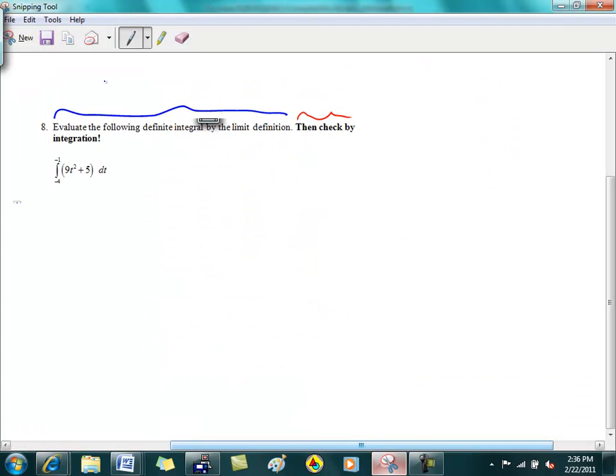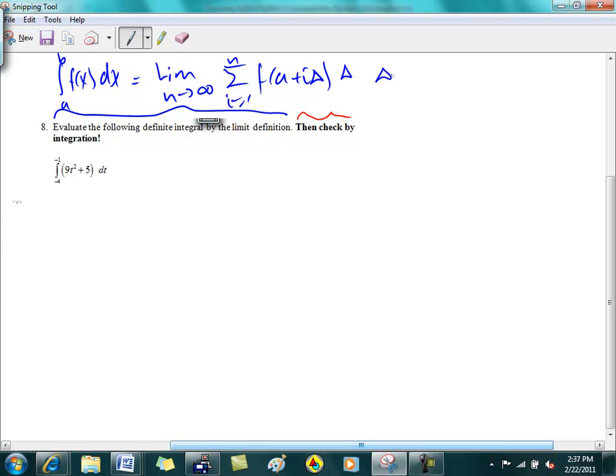And let me just go rewrite that, okay? So an integral f(x) dx from a to b is defined as the limit as n goes to infinity of sigma i equals 1 to n f of a plus i delta times delta, where delta is equal to b minus a over n. So that's the basic definition of the integral using the limit definition.